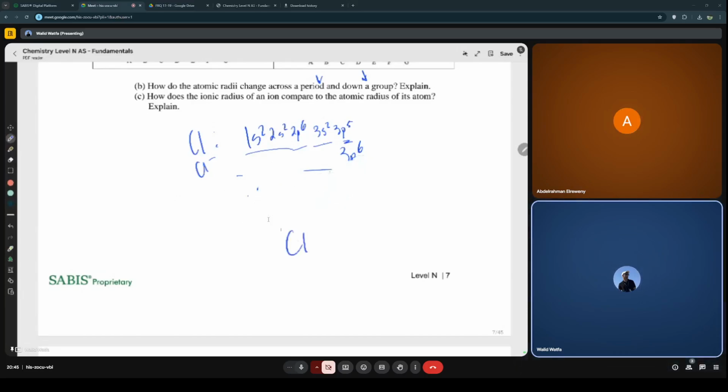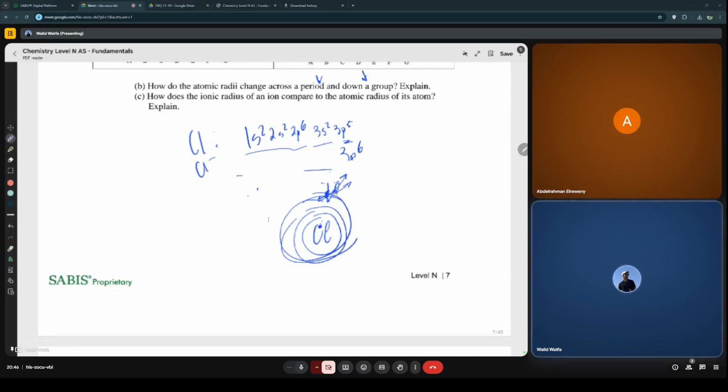But let's draw it like this. Cl, you have your shells. It's three shells, right? You have an electron here, then the new electron came here. This one is pushing the other one, telling it to move away. Since there's repulsion, what's the radius? It's the distance from the nucleus to the outermost electron, right? If it's repelling, the outermost electron is going to go a bit further. So what's going to happen to the radius? It's going to increase. You got that point?